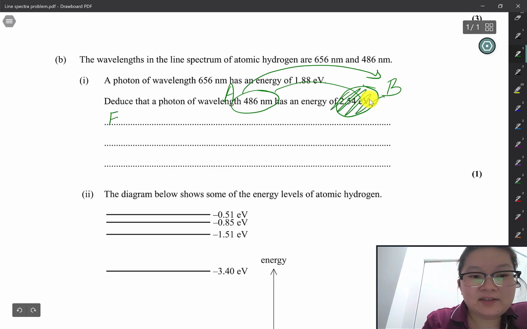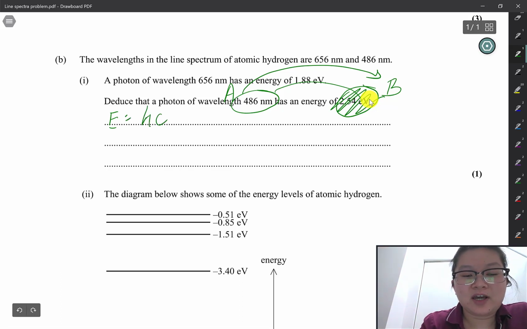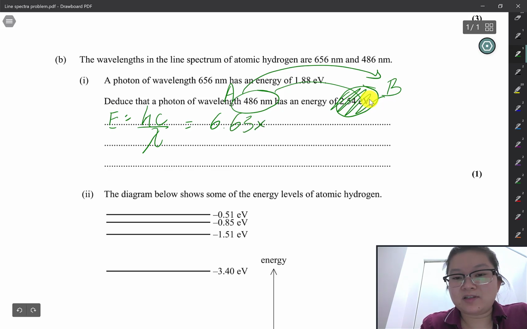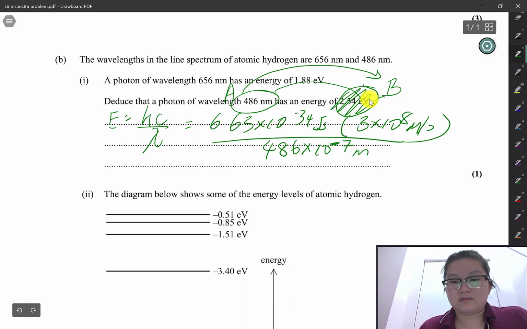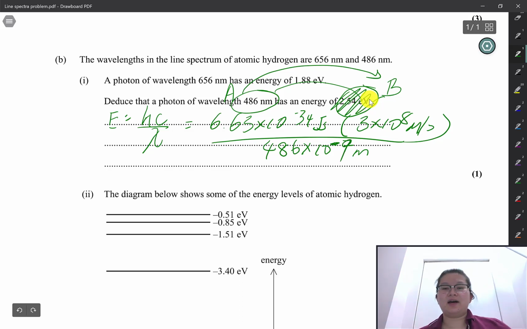To find the energy, we know that according to the Planck-Einstein relationship, this is Planck's constant times the speed of light divided by the wavelength. The Planck's constant from your data booklet is 6.63 times 10 to the power of negative 34 joule seconds, times the speed of light, 3 times 10 to the power of 8 meters per second, all of that divided by the wavelength, 486 times 10 to the power of negative 7 meters. Actually, that's negative 9.